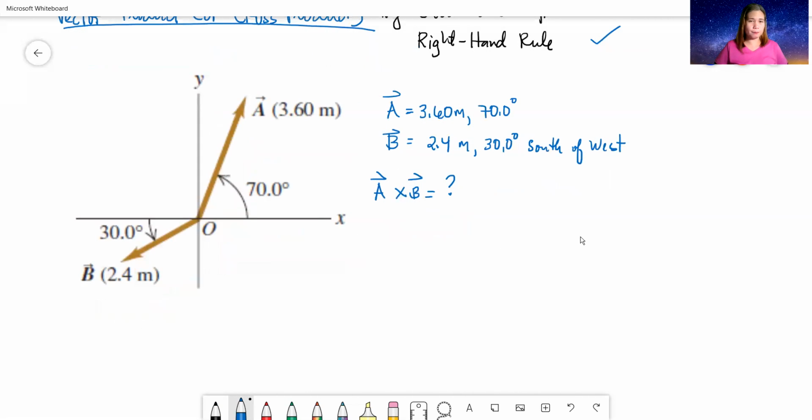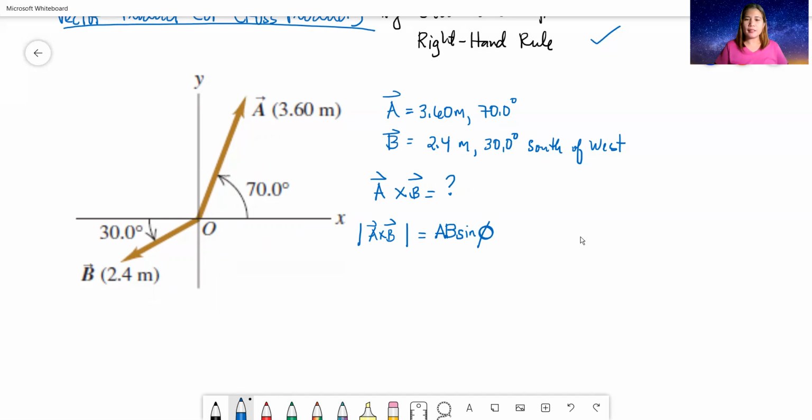Since magnitude and direction are what was given to us, then let's use the definition of the magnitude of the cross product. So we can directly go to this one. The magnitude of A cross B, we just use the definition of the magnitude of the cross product, which says that we multiply the magnitude of vector A by the magnitude of vector B, and also multiply it by the sine of the angle between them.